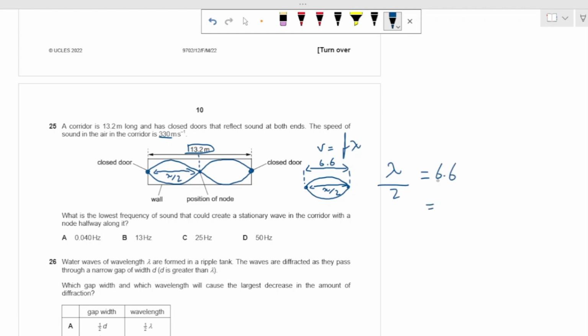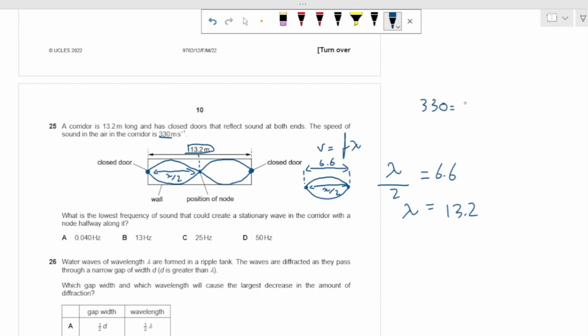And if we multiply this, we will get 6.6 into 2, which is 13.2, which is the wavelength. This is one of the ways in which you could have calculated the wavelength. The other way is that if you notice in this, one wave is basically one crest and one trough. And because we just have one crest and one trough in this entire system of the stationary wave, 13.2 itself is the wavelength.